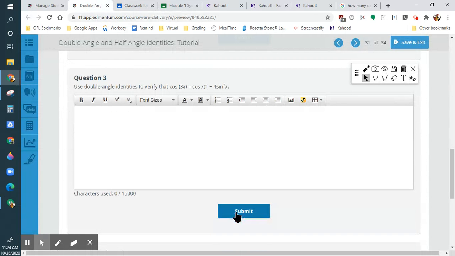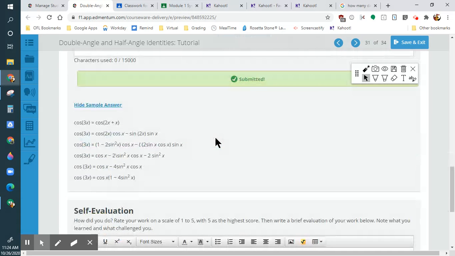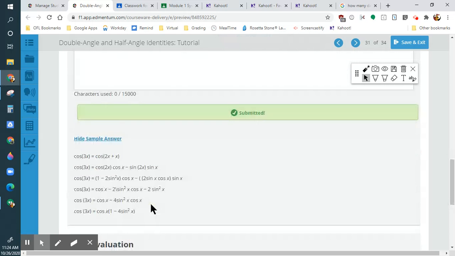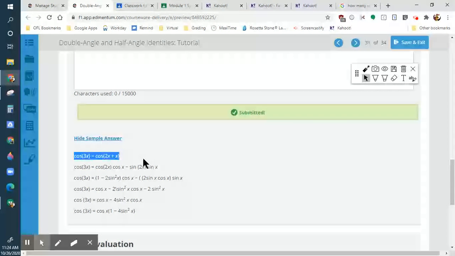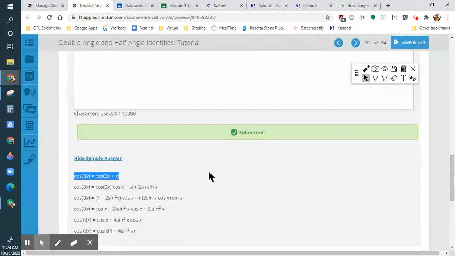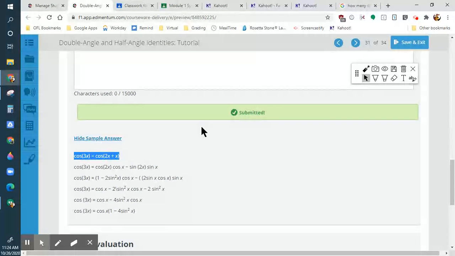You know what? I'm just going to have Edmentum tell me what they're talking about. Ah, I was right. I called it. Leave it to Edmentum to make me doubt myself.